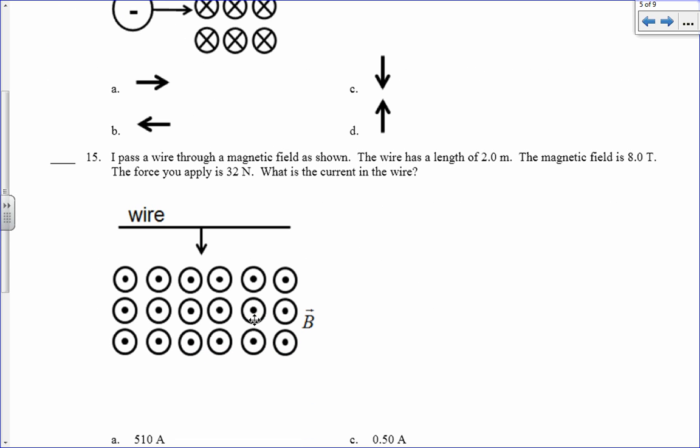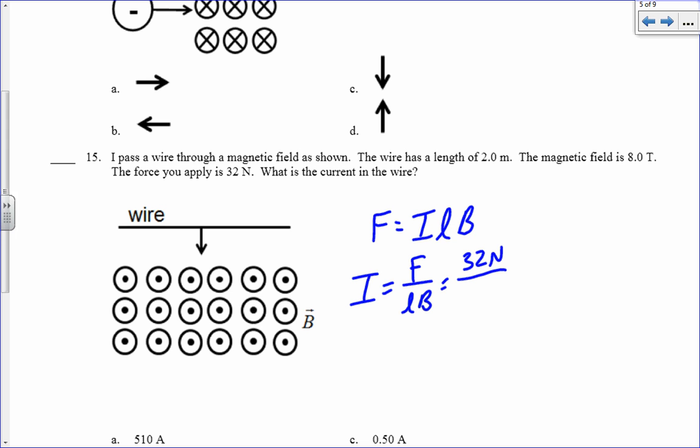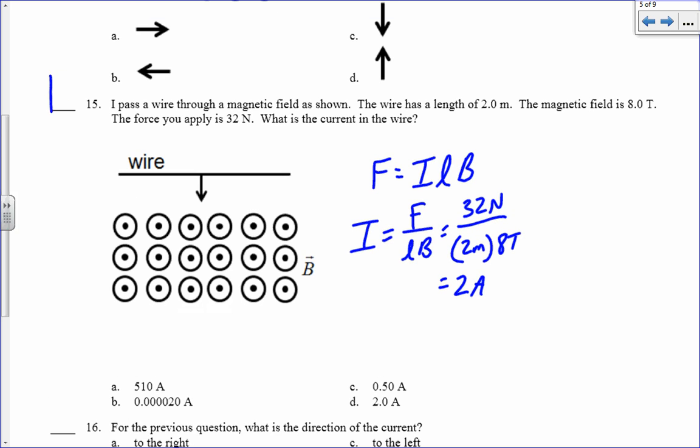I pass a wire through a magnetic field as shown. The wire is length 2 meters. Magnetic field is 8 Tesla. The force you apply is 32 newtons. What is the current in the wire? This is like a generator. I'm forcing this wire through a magnetic field. F is given as ILB, and I want to find my current. That's F over LB, which is 32 newtons over L times B. That's 2 meters times 8 Tesla. 32 over 16 is 2 amps. So the answer is D for number 15.